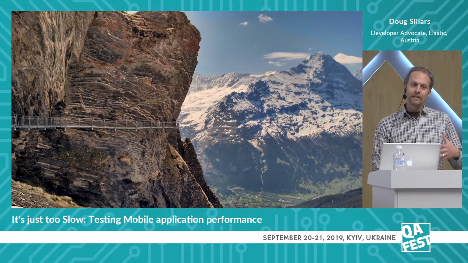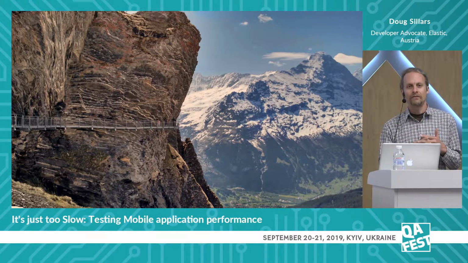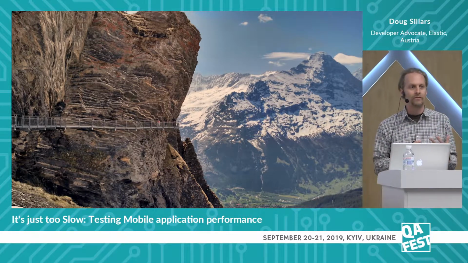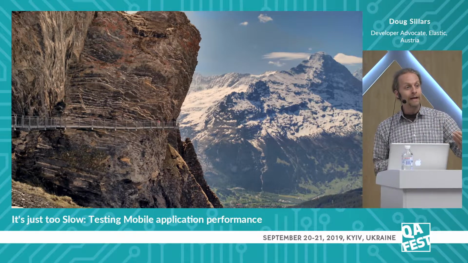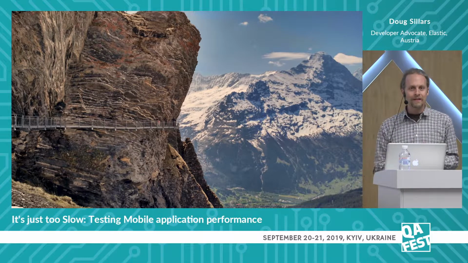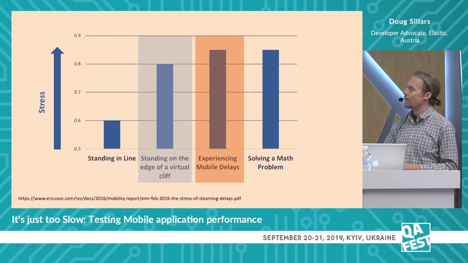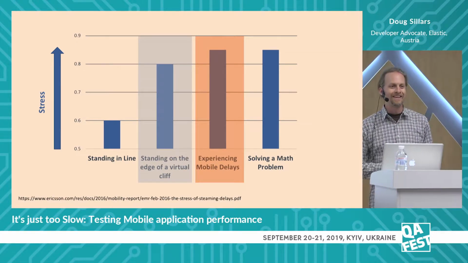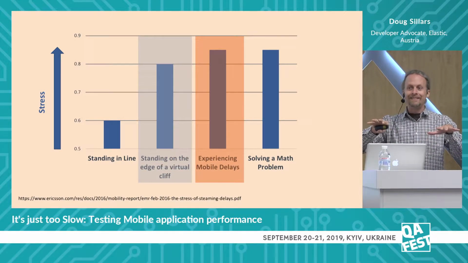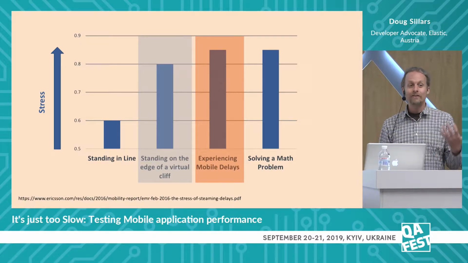This has actually an important connection to performance because Ericsson about 4 years ago did a study, and they put sensors on people's heads to measure stress responses to different things. And they found that queuing up for a line raised your stress a little bit. They found that thinking about standing on the edge of a cliff stressed you out a little bit. But what's really interesting is a slow mobile app is more stressful than standing on the edge of a cliff. So that feeling you all felt like 90 seconds ago, if you have a slow mobile app, that's what your customers are feeling. And that's bad.